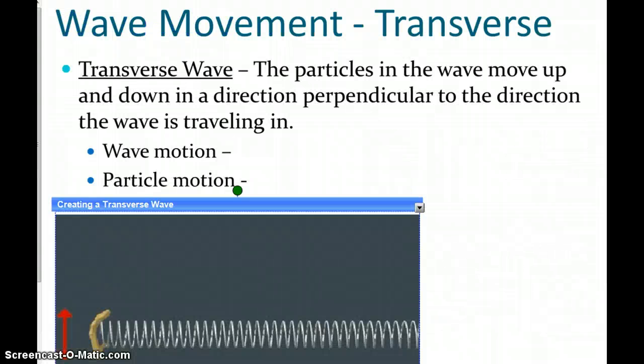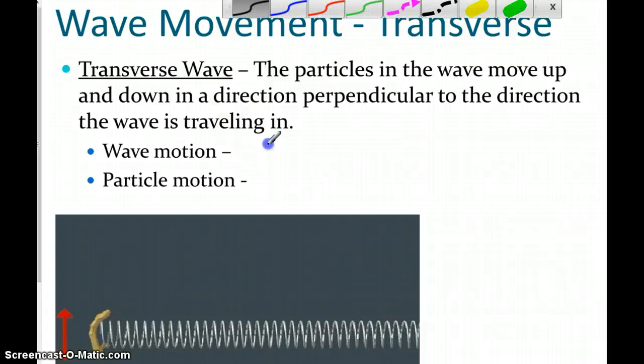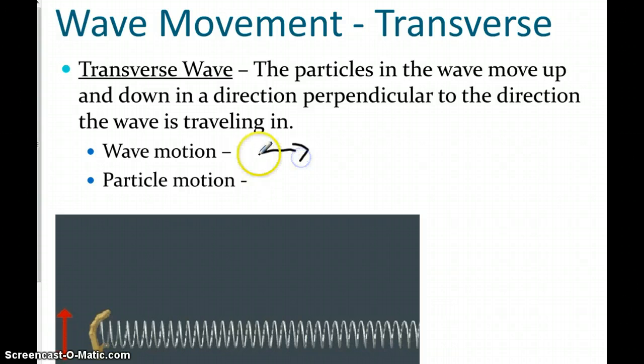Here we go. Wave movement. We have a transverse wave movement, and in a transverse wave, the particles in the wave move up and down in a direction perpendicular to the direction the wave is traveling in. Okay, so wave motion is back and forth, particle motion is up and down.